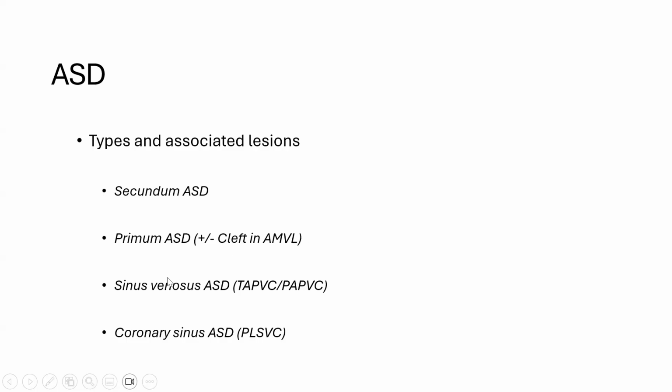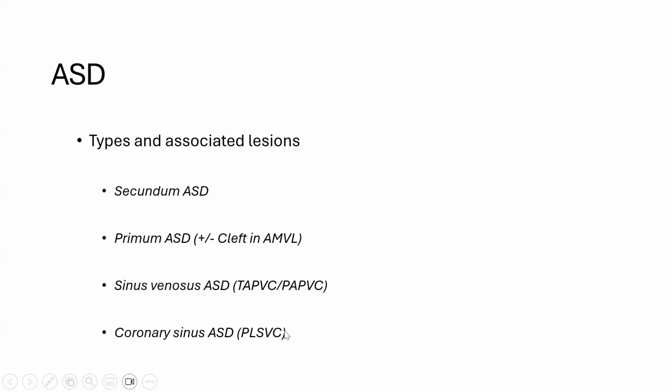Then we have the sinus venosus ASD, which are ASDs that occur either at the entry of the SVC into the right atrium or the entry of the IVC into the right atrium. Okay. And these are commonly associated with the total anomalous pulmonary venous connections or the partial anomalous. And then we have the coronary sinus ASD, which form around the area of the coronary sinus, usually with an unroofed coronary sinus. And these are usually associated with the persistent left SVC.